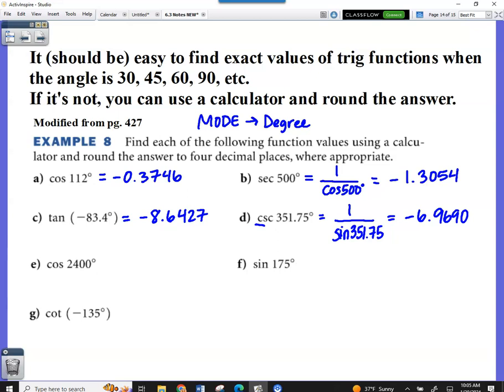Even here, cosine of 2,400, don't let the angle make you think the math is any different. It's the same math. You're just typing it in. Sine of 175. Cotan, how do I rewrite cotan? 1 over tan. And this is negative 135.